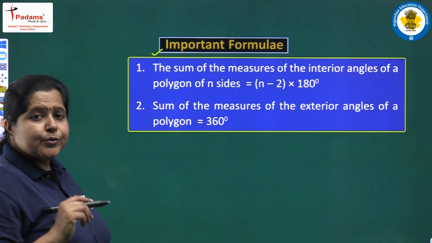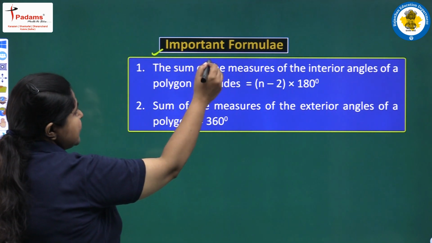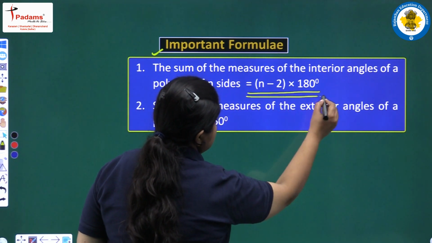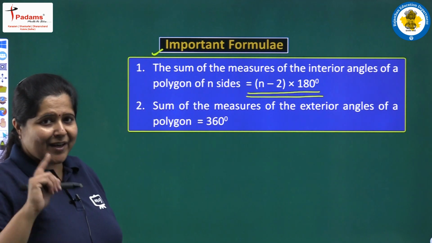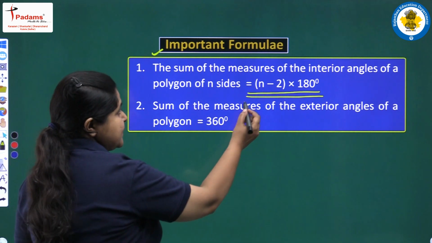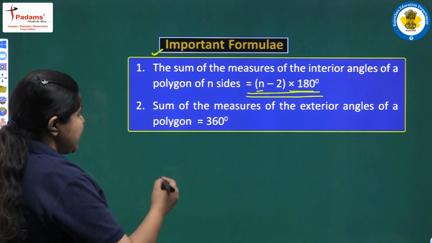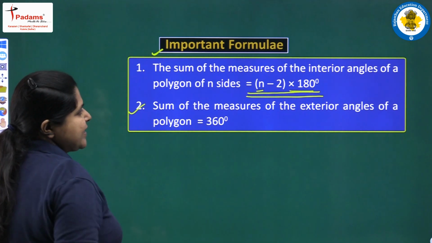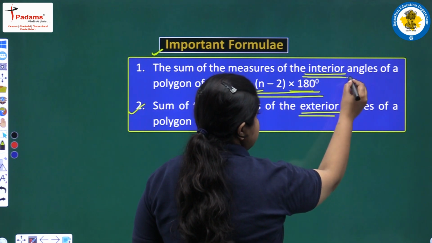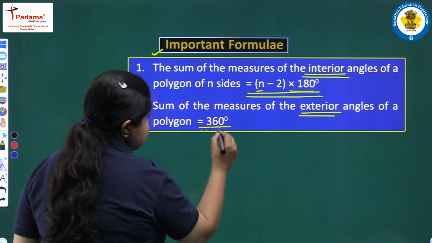Now we reach two major formulas in this chapter. The first one is: the sum of the measures of the interior angles of a polygon of n sides is (n minus 2) times 180 degree. We discussed it in our previous class. To find the sum of interior angles, we just subtract 2 from the number of sides n and then multiply by 180 degree. And now we are coming to the new formula, which is the sum of the measures of the exterior angles. Remember, this was the sum of interior angles, this is the sum of exterior angles, which is equal to 360 degree.